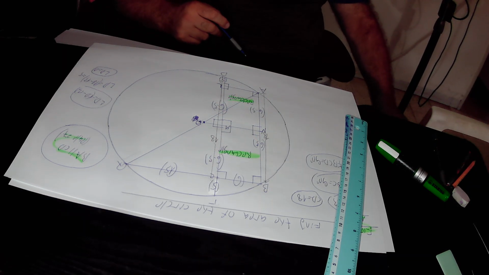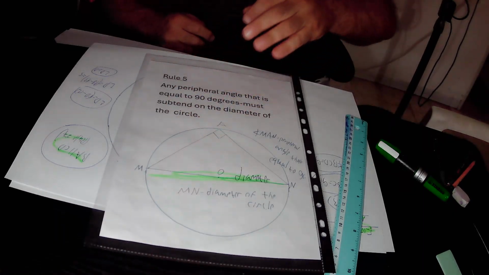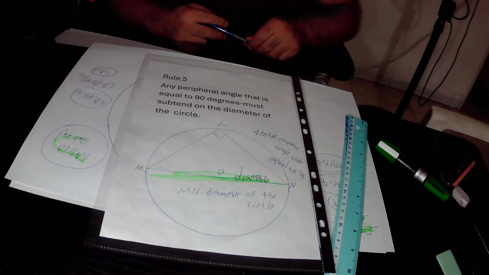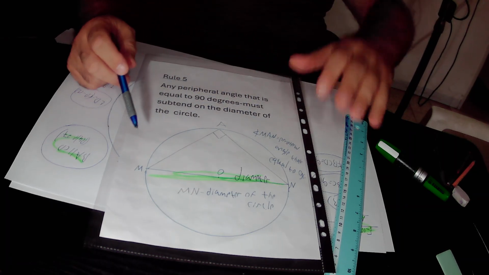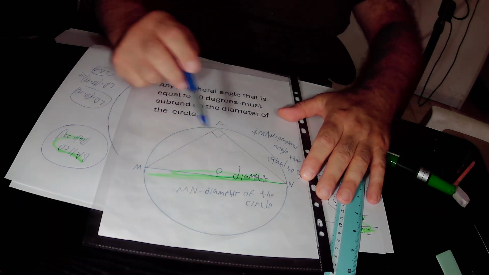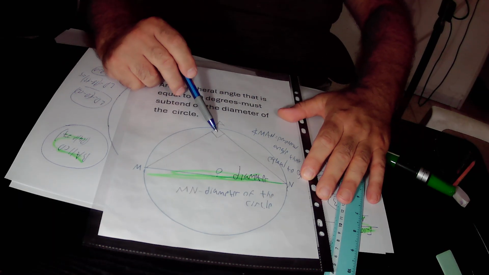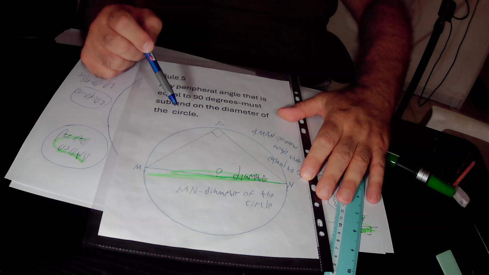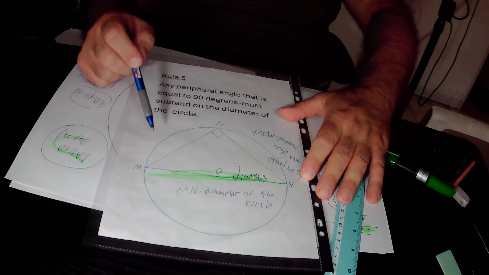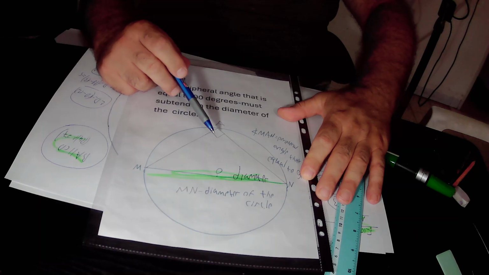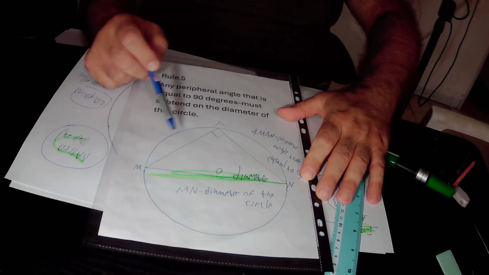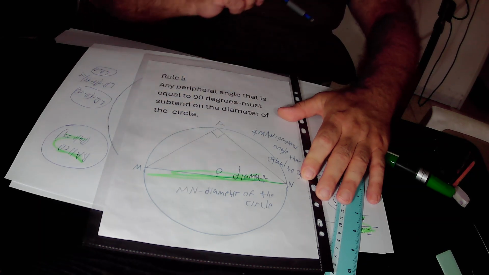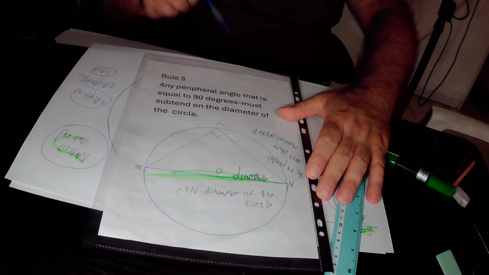So here we can implement rule 5. According to rule 5, any peripheral angle that is equal to 90 degrees must subtend on the diameter of the circle. In the drawing, you have a circle. This is peripheral angle MAN that is equal to 90 degrees in size, and therefore, according to this rule, peripheral angle MAN must subtend on the diameter of the circle. And indeed, peripheral angle MAN subtends on MN, that is the diameter of the circle.